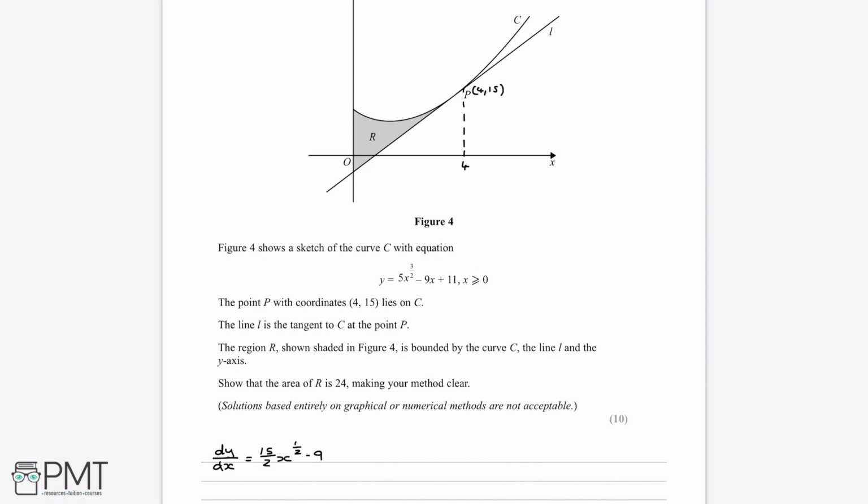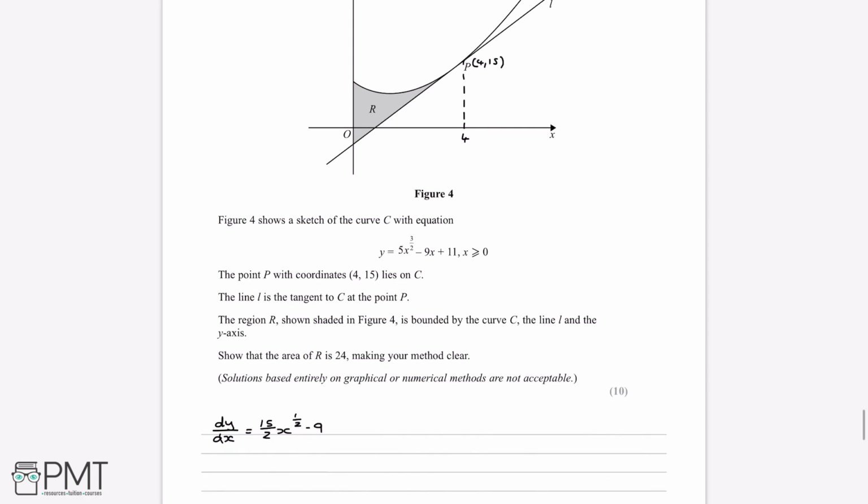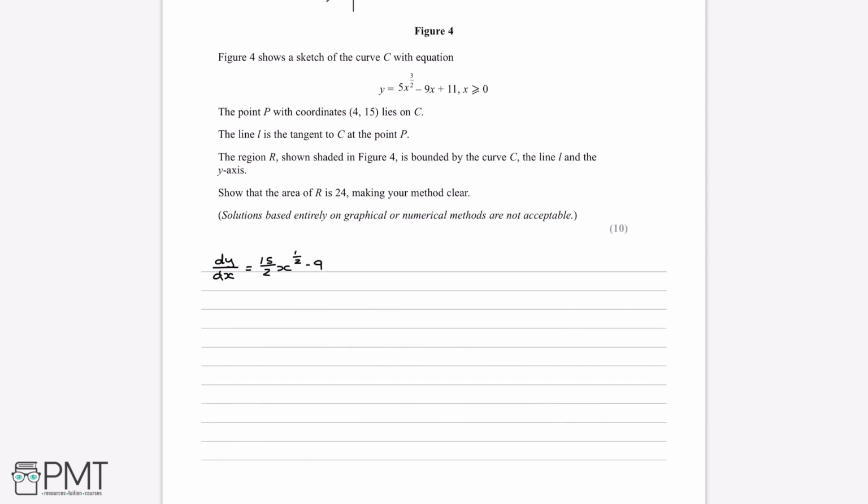So to find the gradient at the point P, we want to find this gradient when x is equal to 4, because that is the coordinates that we've been given. So at x is equal to 4, the gradient is 15 over 2 multiplied by 4 to the power of a half minus 9. And if we put this into our calculator, we find that the gradient is 6.